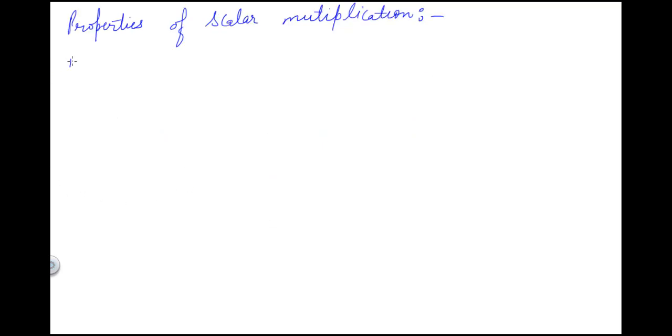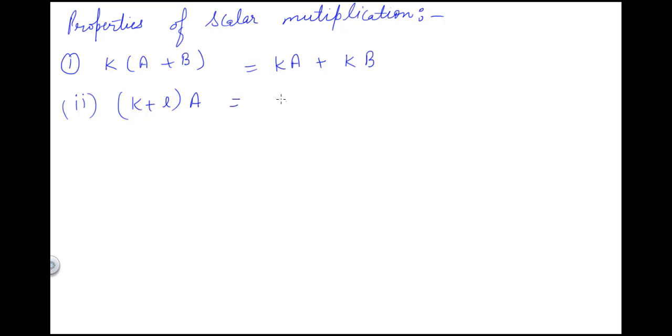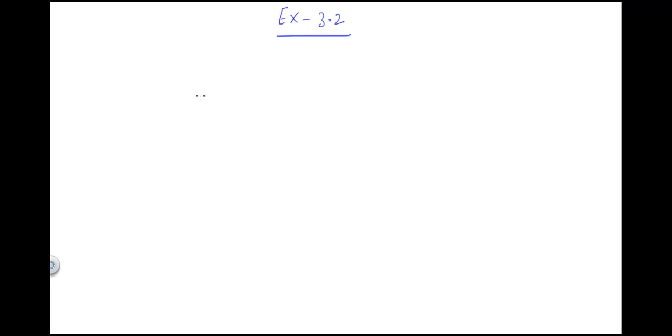The first one is, if I write k times of A plus B, it can be written as k times of A matrix plus k times of B matrix. The second one is, if we have k plus L times of A, this can be written as k times of A plus L times of A. Clear? Where k and L are scalars. Let us now start with some examples of exercise 3.2.